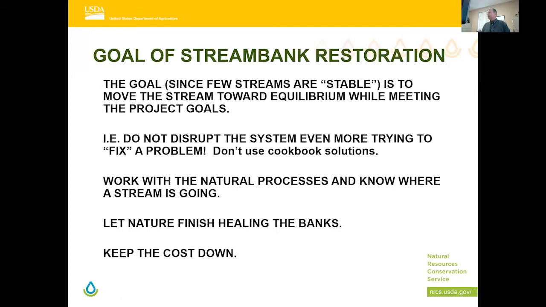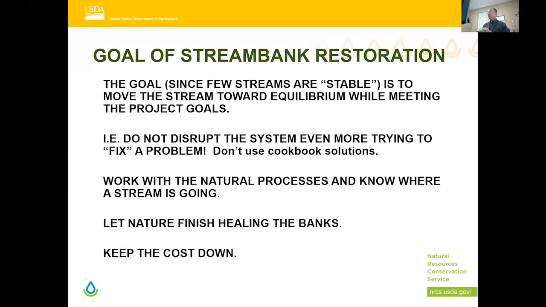Okay, so what's our goal of stream bank restoration? It's just to move the stream towards equilibrium while meeting the project goals. So streams often do inconvenient things. You know, the landowners come into our office and bring up, this channel has taken out 2 rows of corn every year for the last 10 years and it's getting worse, or things like that.